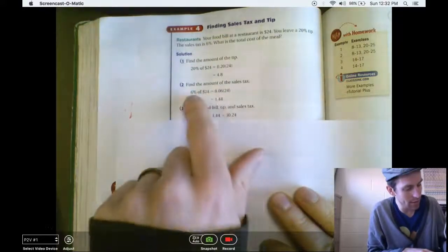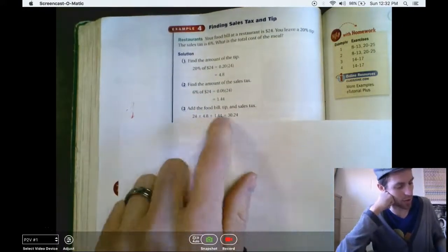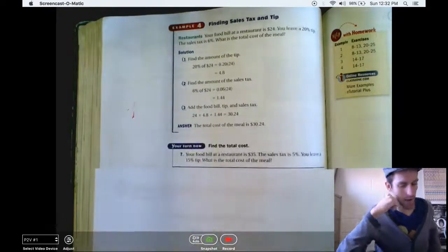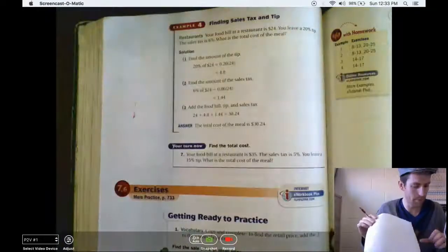$4.80. Sales tax, 6% of $24 is that. Add those all together to get that. Okay, I think you get it. Oh, look, I haven't even used my paper here yet.